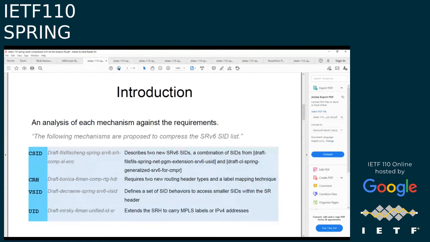Oh, so this is the analysis draft, right? No problem. Let's go through the analysis draft first.